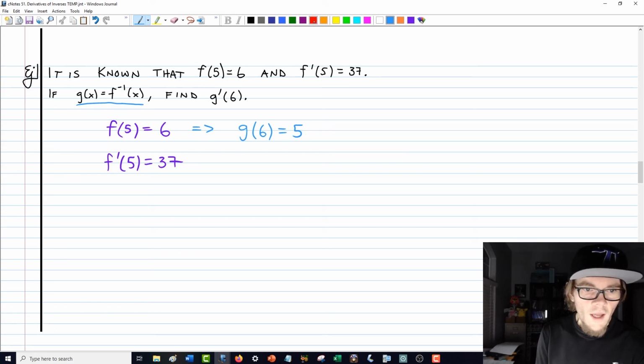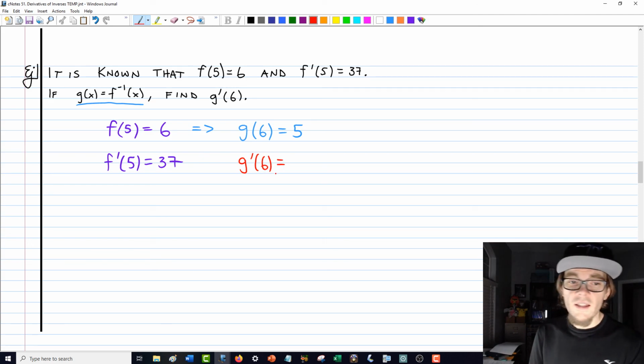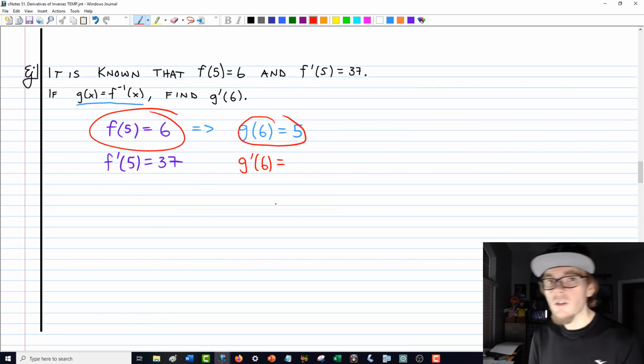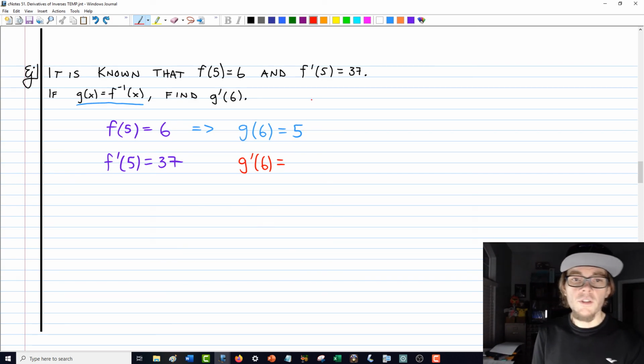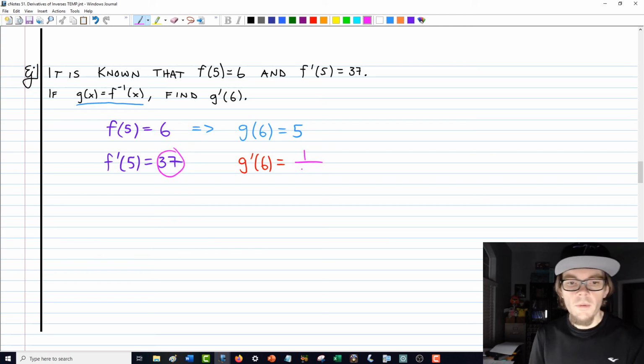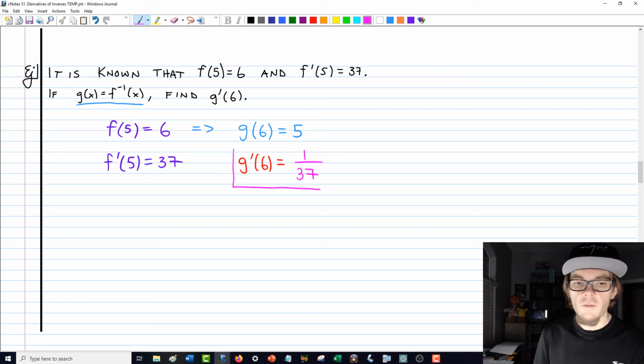Finally, they want us to find g prime of 6. And you'll notice that that's a really fortuitous thing that they want us to do, because g prime of 6 is the slope at the corresponding point to the original point that we had a bunch of information about. That's good fortune. That means that our answer is just going to be 1 over the original slope at the original point, which is 1 over 37.